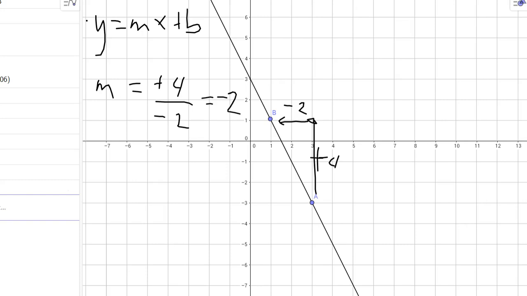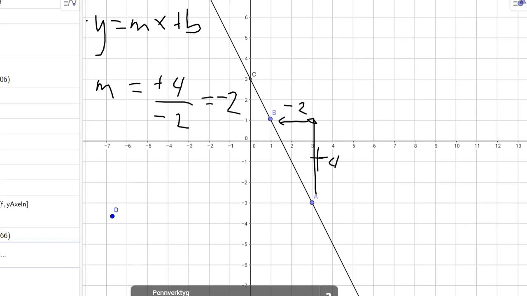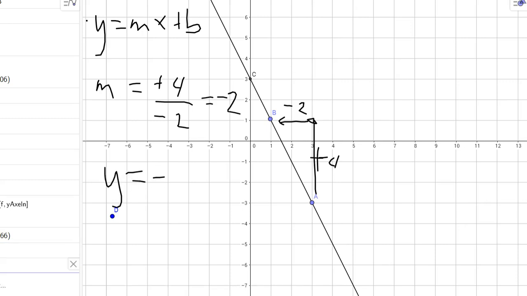That's my m. How about my b? My b is the intersection, the y-intercept. That means I can always find that in the y-axis or the vertical line. So it is there. That means my b is 3. So now I can write my function or my equation. That is negative 2x plus 3. So if you know your slope and you can find your y-intercept, then you can always write your equation or your function. It is always mx plus b.